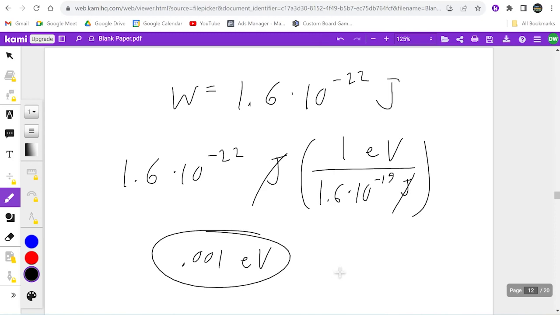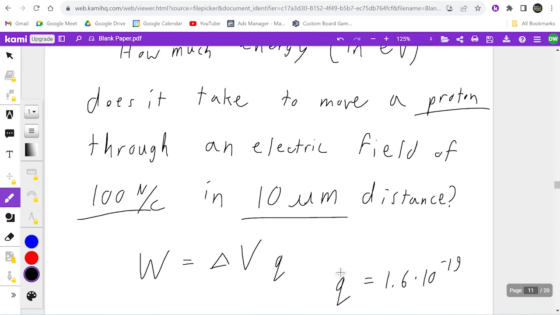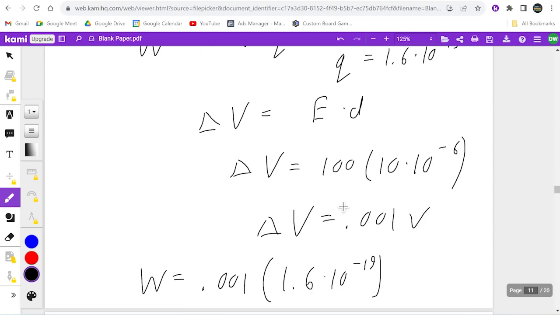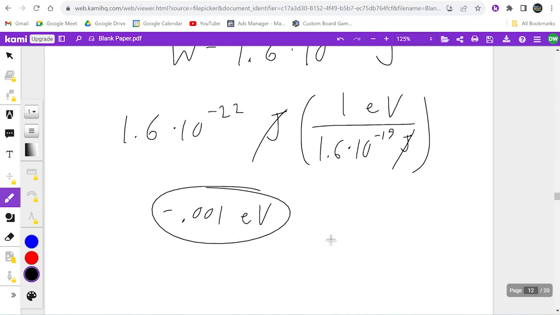So now I'm going to scroll back to the question, and I need someone to tell me if the answer will be positive or negative. Looks like it's a proton moving through an electric field, and I know it's not obvious if we're going in the direction we want to or not, but I'm just going to tell you, if you're a proton and you're moving through a positive electric field, you're moving the way you want to go. In other words, the answer should be negative. Negative 0.001 electron volts. And that's because the proton's already going the way it wants.